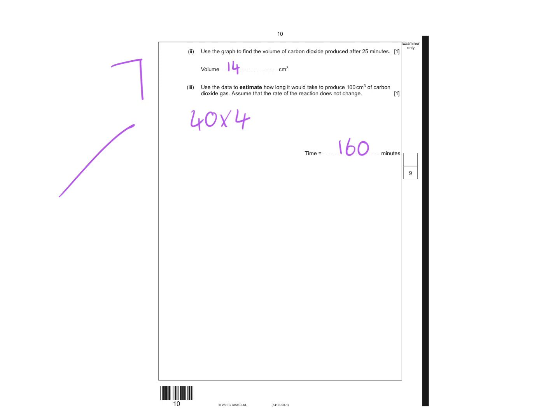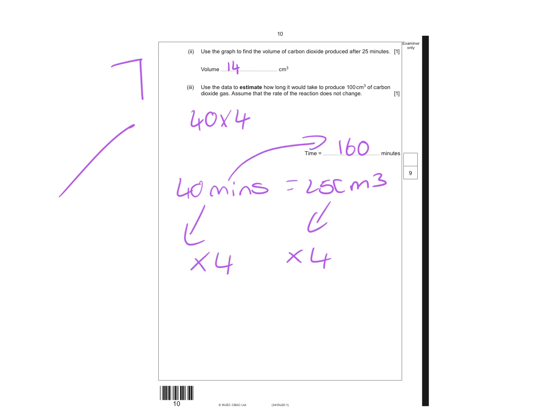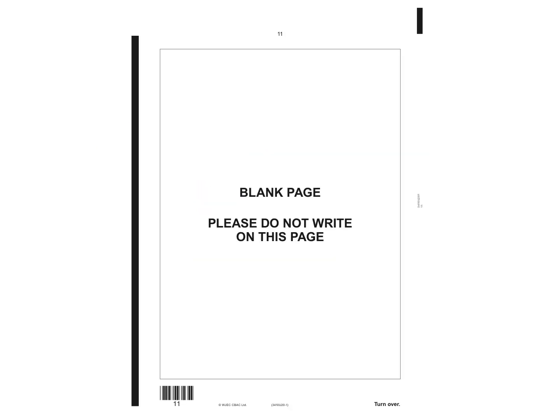So this is kind of data from the graph. Yours might be slightly different. I'm taking it to be that every 40 minutes, 25 centimetres cubed is produced. So you want to get 100, so you times that by 4, and to work out the answer you would have got 160 minutes.